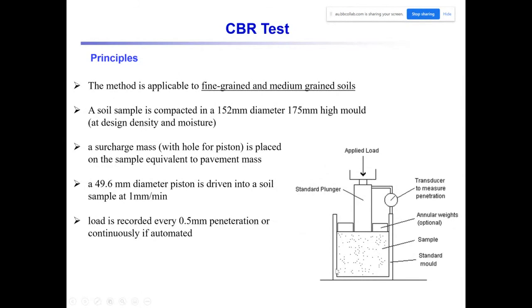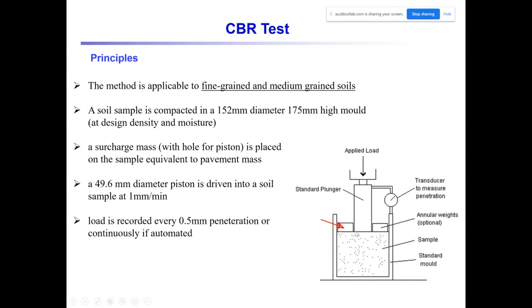Here you can see the schematic figure of the apparatus in the laboratory. So this is one mold. The size of the sample inside the mold is 175 millimeter height and 152 millimeter diameter. After preparation of the sample, you need to compact the sample after putting it in the mold. You need to apply a surcharge at the top. How much should this surcharge be? This should be equivalent to the mass of the pavement. So based on the pavement weight, you need to apply a proper level of load at the top of the soil sample. Then you install the plunger and start applying the load.